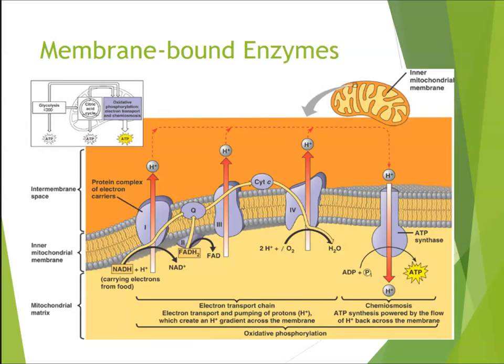This is the process of cellular respiration right here. So this is the mitochondrial membrane going right across here. These are the different proteins that are embedded in that membrane, and their goal is to produce ATP. We will learn more specifically about this process in another video.